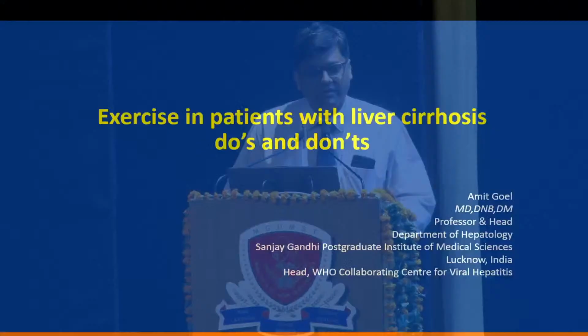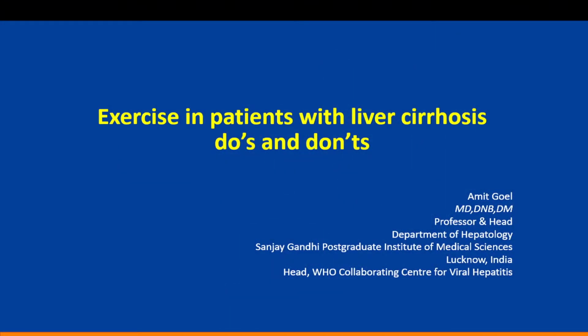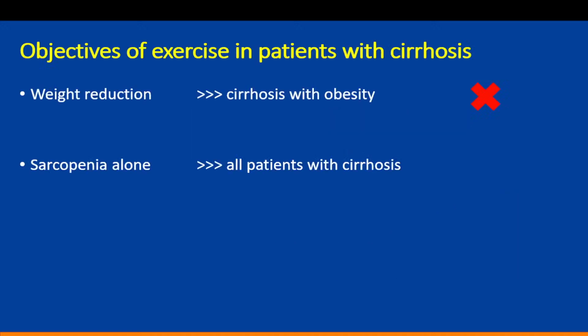I will briefly talk about exercise in patients with cirrhosis, do's and don'ts. Exercise is advised in two contexts in patients with cirrhosis. One objective is weight reduction when cirrhosis is associated with obesity, or it is for sarcopenia. I will not talk about the weight reduction related exercise, and I will restrict myself to sarcopenia.